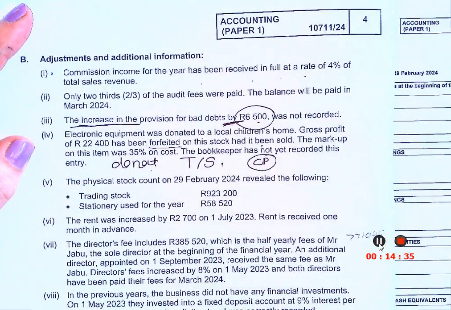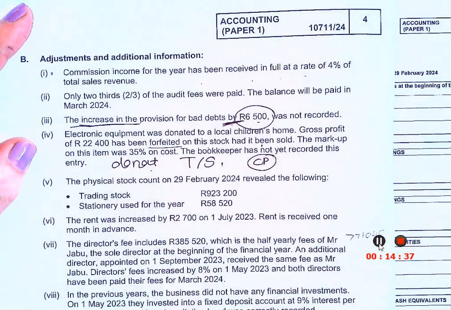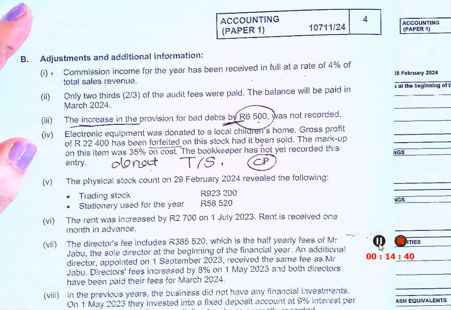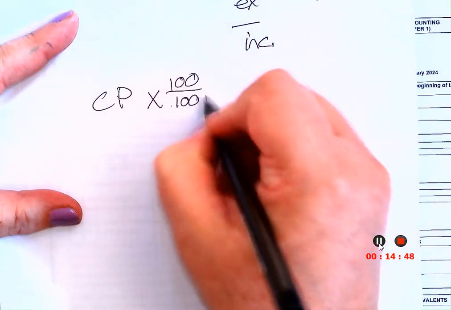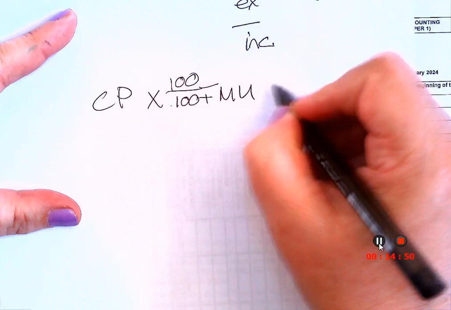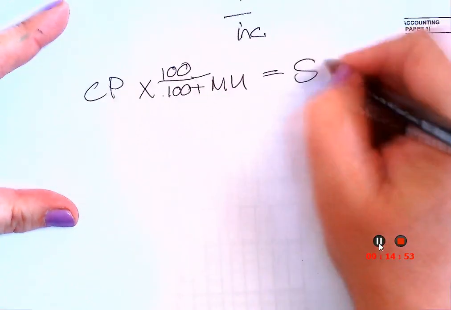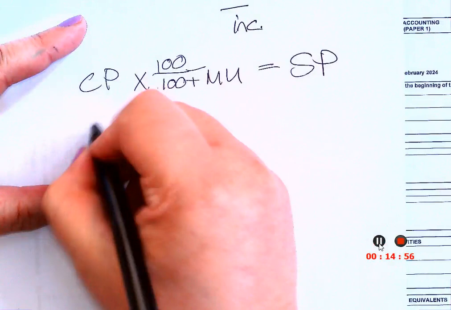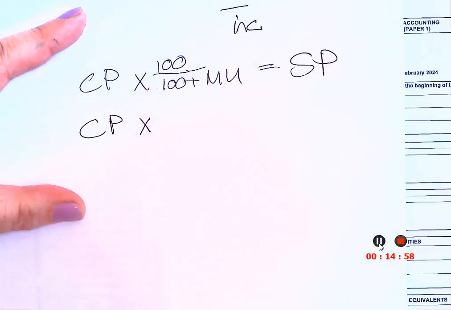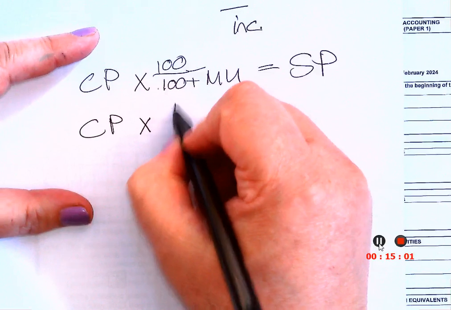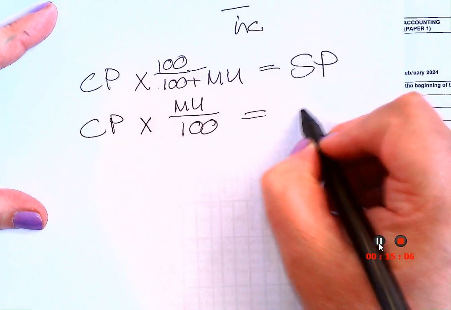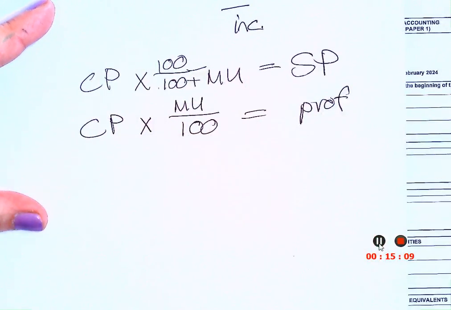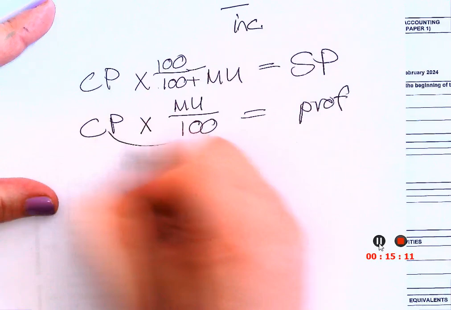What did they give me? They gave me the markup. How do I get the markup? I get the markup by saying the cost price times 100 over 100 plus the markup gives me the selling price. Or if I want to have the profit, I would say the markup over 100, and that will give me the profit. Am I still telling the truth here? Okay, because cost price is always 100.